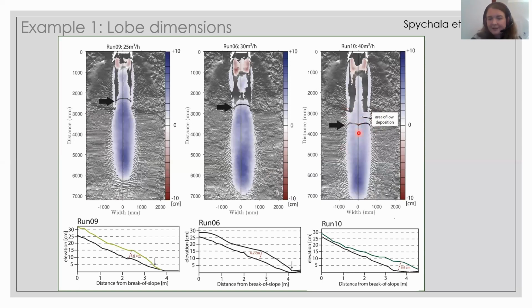And this kind of corresponds to something that we would call a channel-lobe transition zone. So something that's neither a channel nor a lobe. And a lot of the time it's quite erosional, or there is a lot of bypass, which would also be indicated with just this very low amount of deposit.